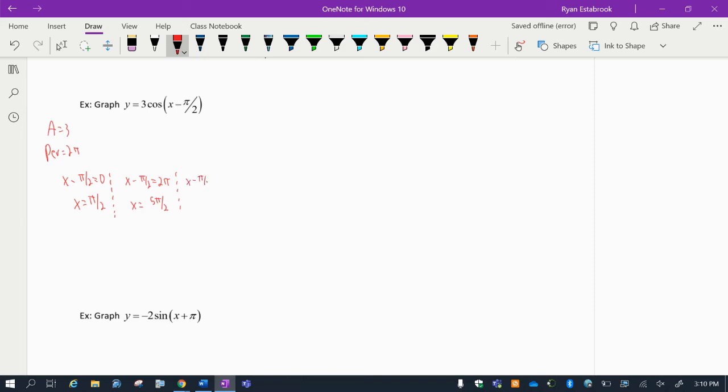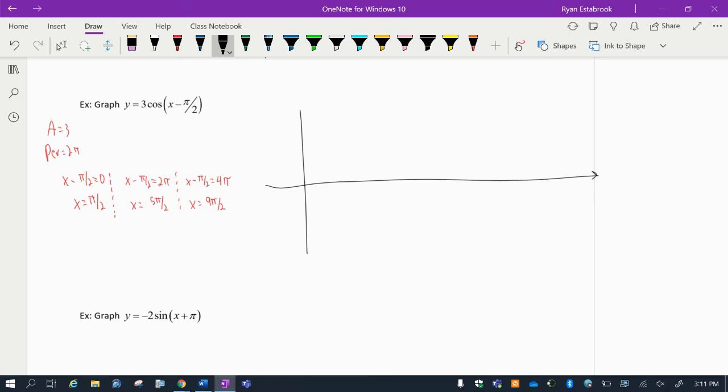One more time, this time I'm going to set it equal to 4 pi, because that's normally where the second period would end. Add pi over 2 to both sides, and we get 9 pi over 2. That's it. That's everything we need to start getting our graph ready to go.